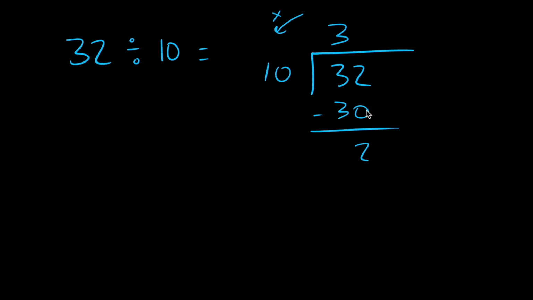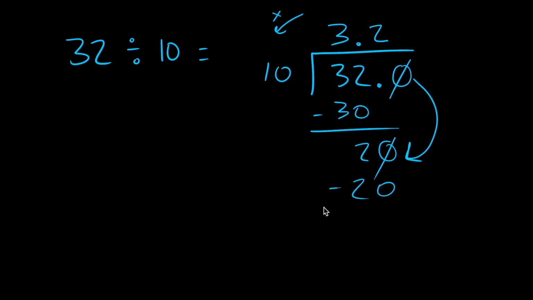Can you fit 10 into 2? You can't, so we need to add the decimals, write the 0, and then give it to the 2. How many times can you fit 10 into 20? 2 times. So we'll write the 2 above the L. And then 2 times 10 is 20. And your remainder is 0. So your answer is 3.2. That is your answer.